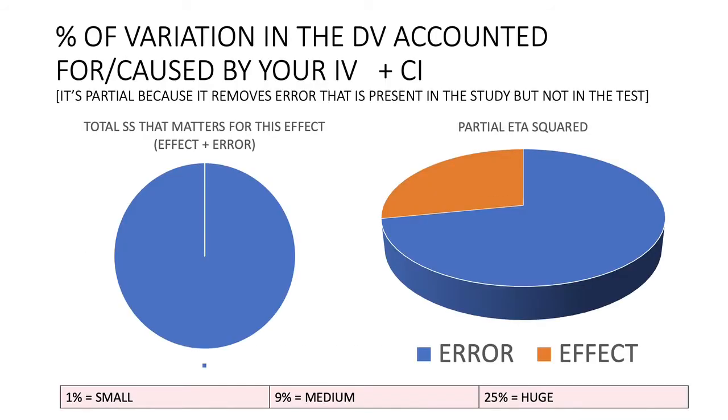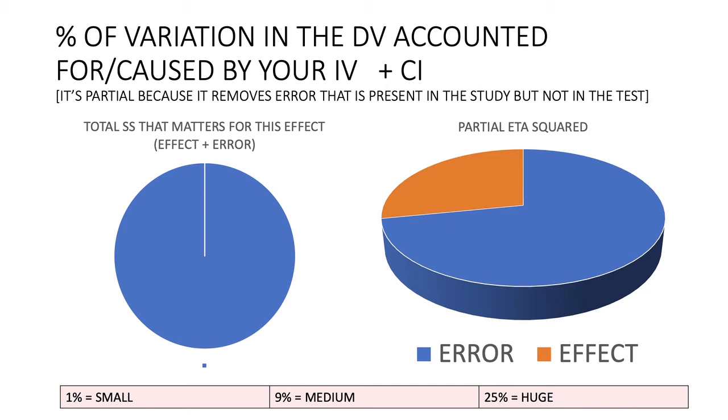So let me go over eta squared one final time. This is all you need to know about it. And once I'm done, you can stop paying attention to this slide, but essentially it tells you the percentage of the variation in the DV that was accounted for or caused by your independent variable. If your independent variable was a manipulated variable, you can say cause. My variable caused this, period.